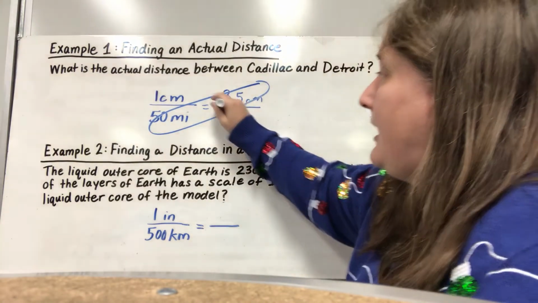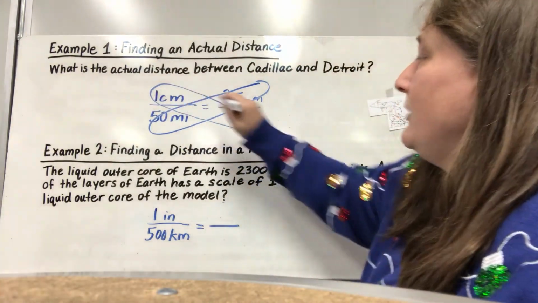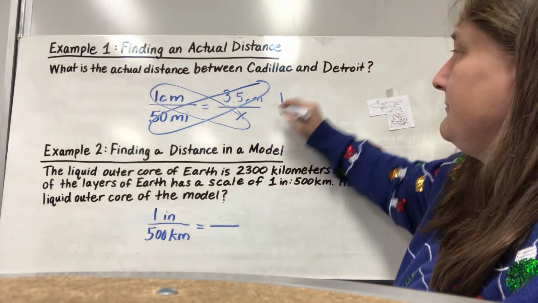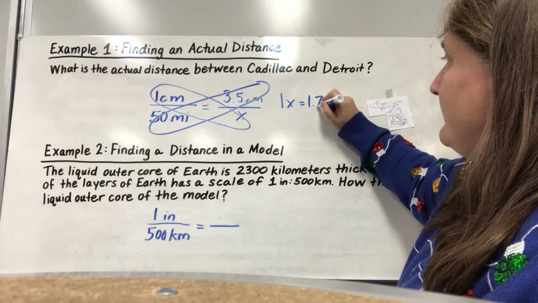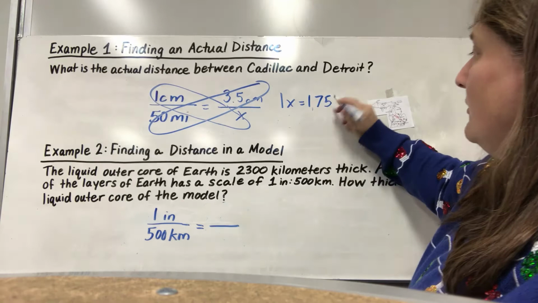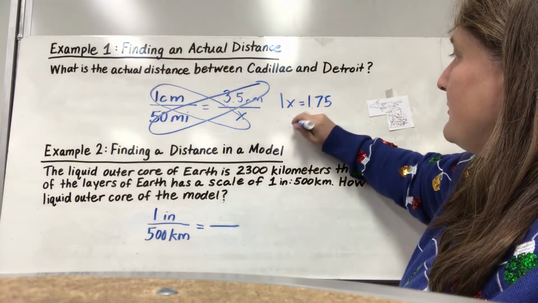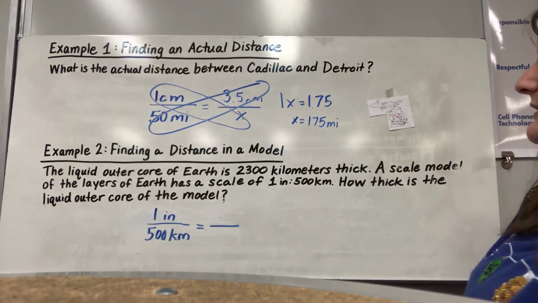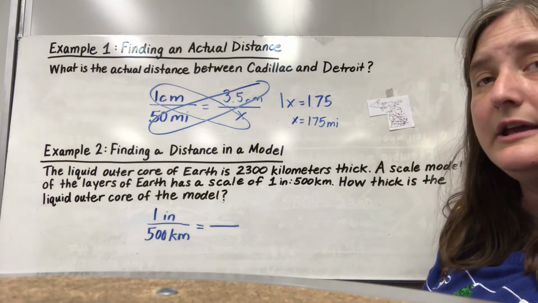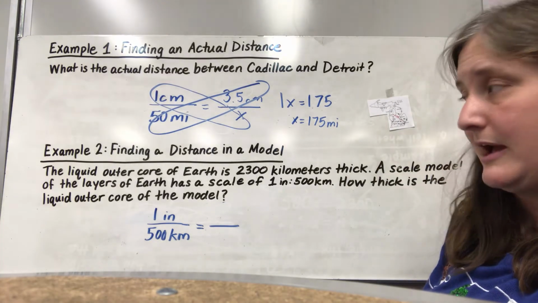So I'm going to multiply across. 1 times x gives me 1x. 50 times 3.5 is going to give me 175. So x equals 175 miles. So the distance between Cadillac and Detroit in reality is 175 miles.